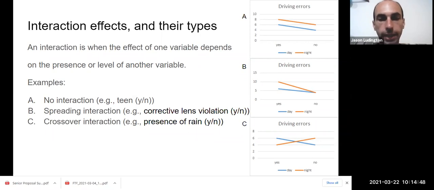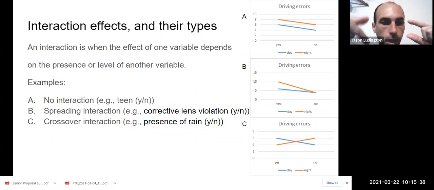Clearly, the time of day influences the effect of rain. Or you could say the effect of rain influences the effect of day versus night, time of day, on the driving errors. So these two variables clearly interact with each other, and they interact so clearly that there is a kind of reversing of the direction of one of the independent variables' effects at one of its levels compared to another of its levels, which means simple effect 1, simple effect 2 are reversed, opposite.